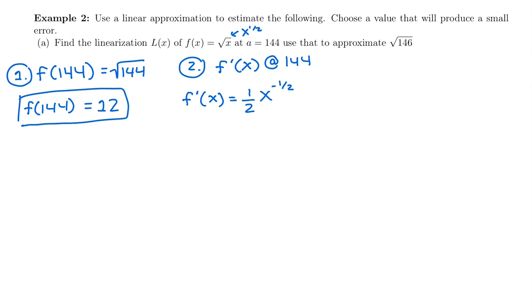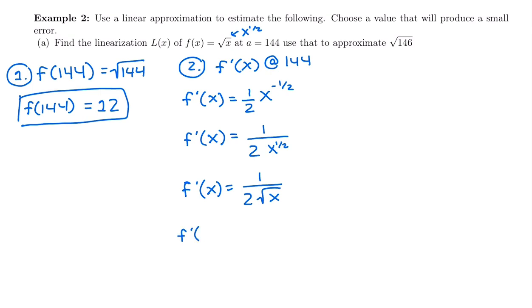That's not written in a way that makes it easy for me to plug into my head. So I'm going to rewrite this so that I can do it without a calculator. So I have 1/2. I'm going to move the negative exponent to the denominator so that it makes it a positive 1/2. And we know that the 1/2 power is really the square root. So I'm really doing 1 over 2 square root of x, which makes it possible to plug in f prime of 144 in my head. It's going to be 1 over 2 times the square root of 144, which is 12. So the derivative at 144 is 1 over 2 times 12, which is 1 over 24.